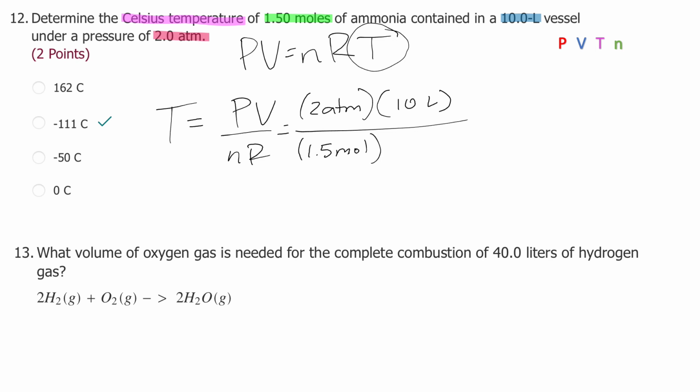And since we are given pressure in atm, we're going to be using the R value 0.0821 liters times atmospheres over moles times Kelvin. Liters and atmospheres cancel out, moles cancels out. We're left with Kelvin as our unit. We're going to take 20, which is 10 times 2, divided by 1.5.